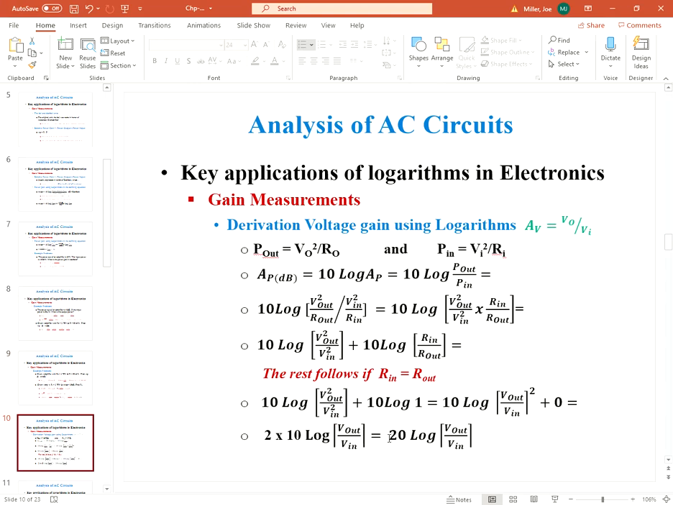And this then goes to 20 log of V out over V in, which will give you the gain. In the case where R in and R out are equal, that power gain is also, besides APdB, it is also AVdB at the same time.